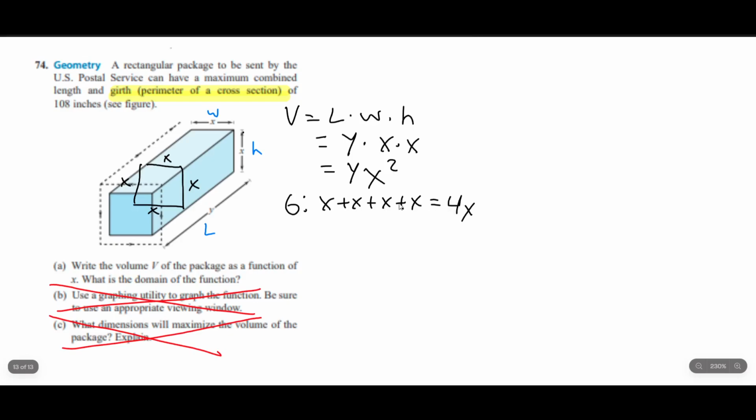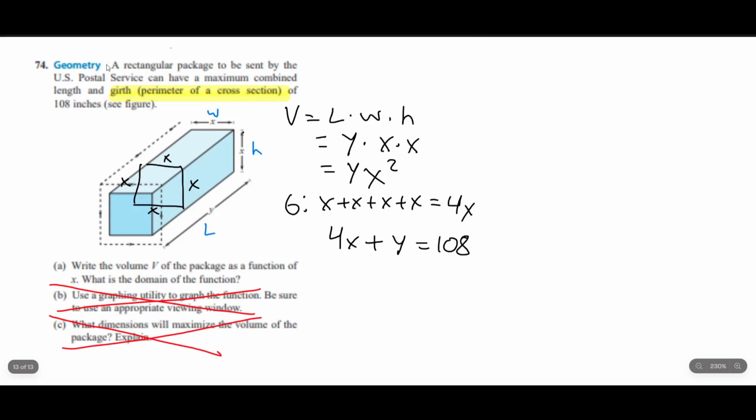Now, maximum combined length and girth of 108 inches. Combined is adding. Don't we see a relationship here? 4x, which is our girth, plus our length, y, the longest side, equals 108 inches.